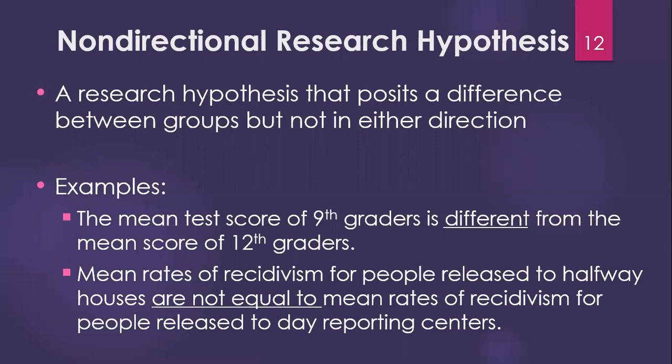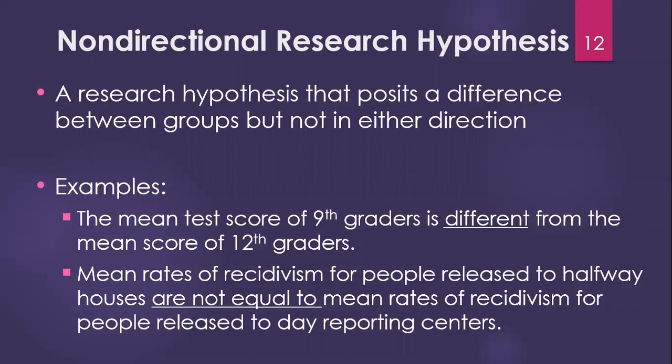So this one, while null is always that the two groups' means are equal, alternative or research are always that they are not equal. Non-directional means that we don't know if one is, or we're not going to guess if one is greater than or less than the other, but we're just saying that the means are different or not equal to one another. So it posits that there's a difference between groups, but not in either direction.